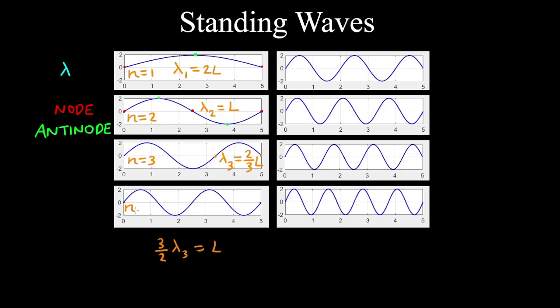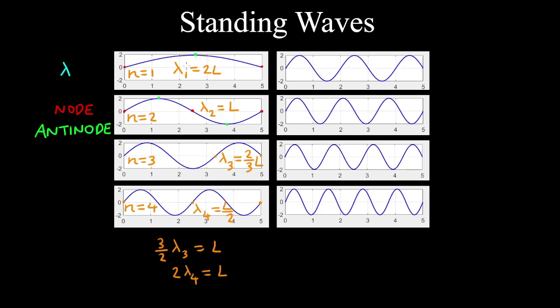And similarly for n equals 4, we have one wavelength plus two wavelengths along the length of the string. So we have 2 lambda 4 is equal to L. So the wavelength in this case required to form this standing wave that satisfies the fixed-to-fixed boundary conditions is half the length of the string. And I'll let you obtain the wavelengths for the rest of these cases.